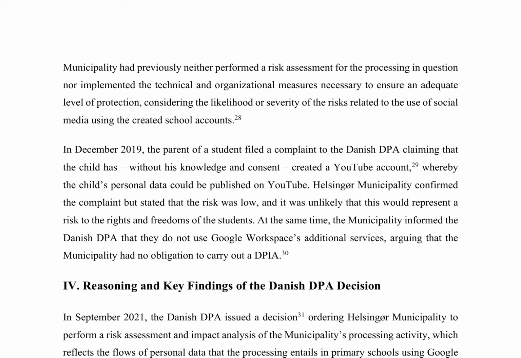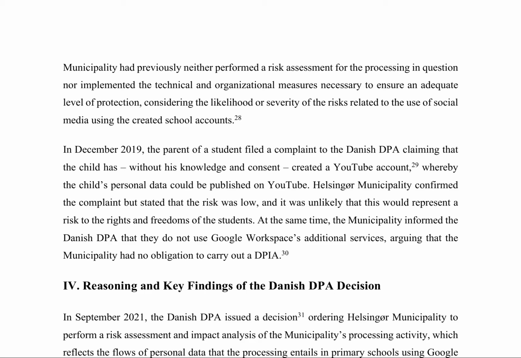In September 2021, the Danish Data Protection Agency (DPA) issued a decision requiring Helsingor Municipality to conduct a risk assessment and impact analysis of its processing activities involving Google Chromebooks and Workspace in primary schools. This decision followed a complaint from a parent whose child had created a YouTube account without their knowledge or consent, raising concerns about data protection. The Danish DPA found that Helsingor Municipality had failed to perform a risk assessment for the processing in question and had not implemented necessary technical and organizational measures to ensure adequate protection, considering the likelihood or severity of risks related to social media use with created school accounts.